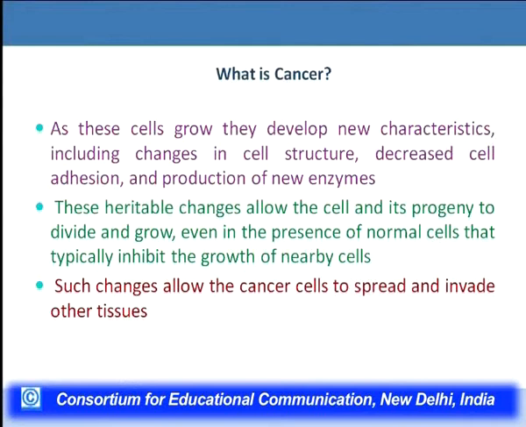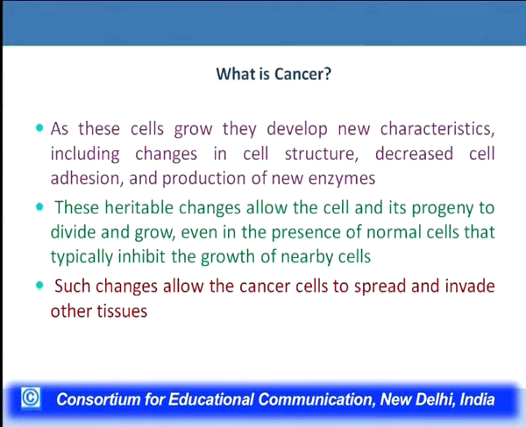Now, as these cells grow, they develop new characteristics which are very different from normal cell characteristics. There is a change in the structure of the cell. There is decreased adhesion with the neighboring cells, and there is production of new enzymes. All these events cause a cell to become cancerous. Now, these changes are heritable.